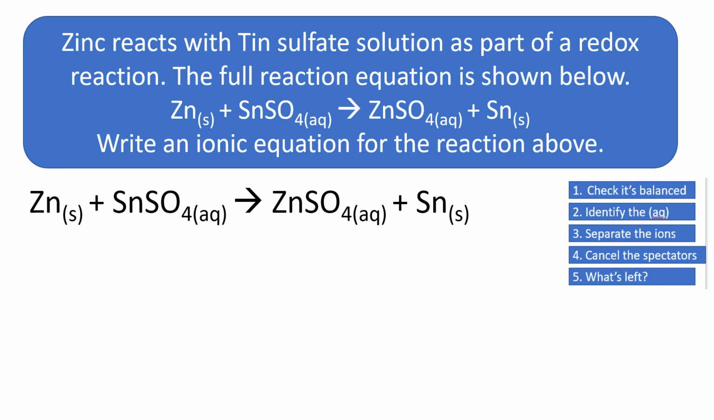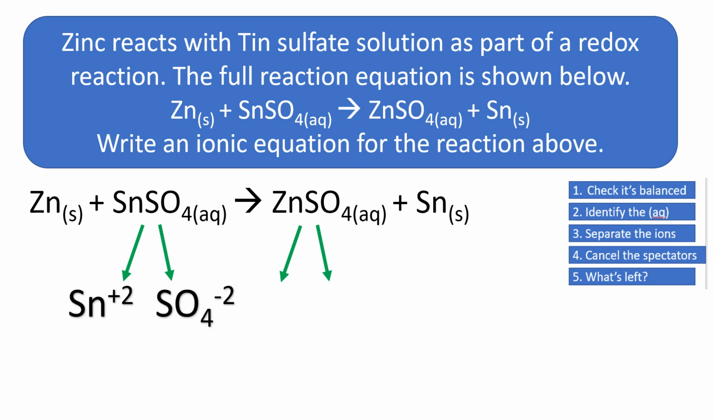Okay, so I'm going to use that 5-point criteria just to make sure I'm on line. Okay, so I've checked it's balanced. Yep. I've identified the aqueous solutions. So that's this one and this one. I'm going to separate out the ions. So I've got that and that. How do I know that tin is Sn2+? Well, I should know that sulfate is 2-, and therefore to make that balanced, tin would have to be 2+. This one here again, Zn is 2+ for the same reasons.